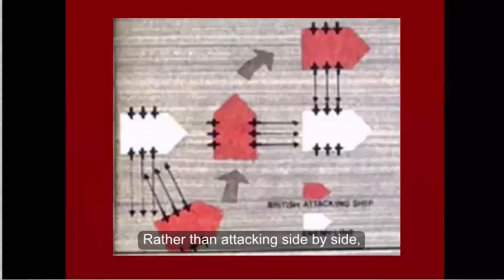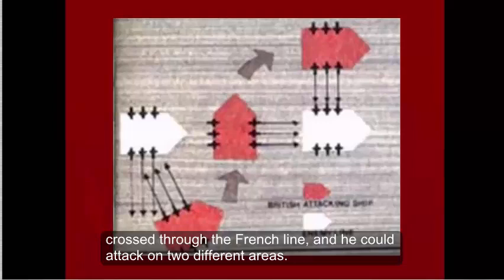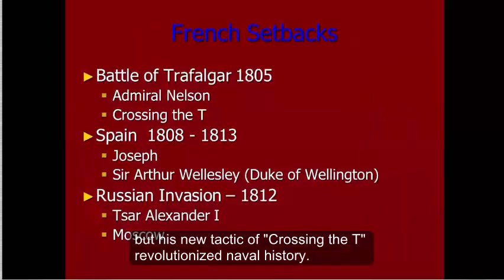Rather than attacking side by side, Nelson, in the red, crossed through the French line, and he could attack on two different areas. Thus, the French fleet was divided. This was a brand new military tactic for the Navy. Nelson died during the battle, but his new tactic of crossing the T revolutionized naval history.